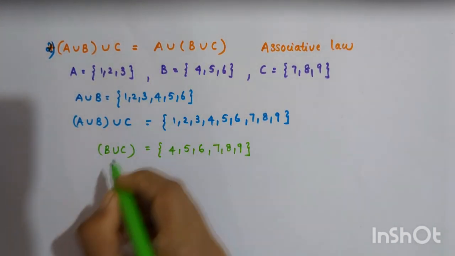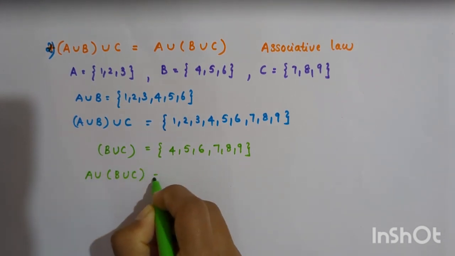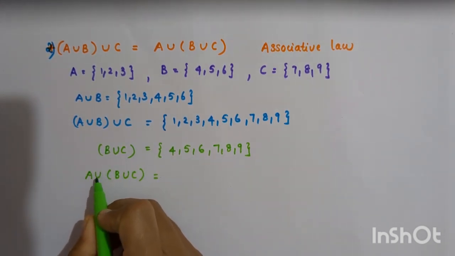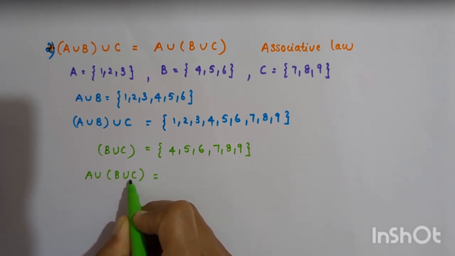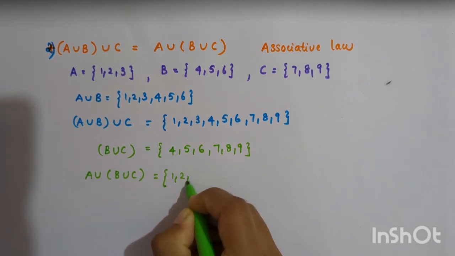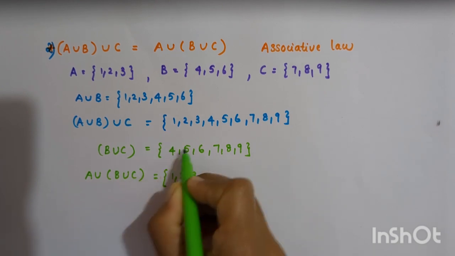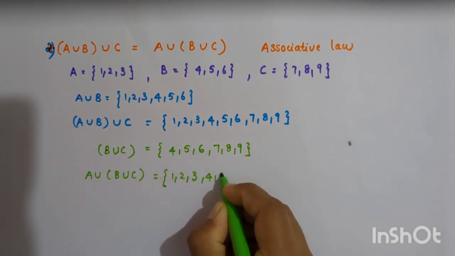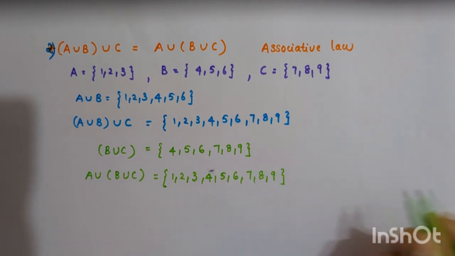Now what about A union B union C? That is, we are taking the operation union on these two sets. One is A, another one is B union C. So for A union B union C, we have to write all the elements in set A. That is 1, 2, 3. We have to write all the elements in this set B union C. That is 4, 5, 6, 7, 8, 9.